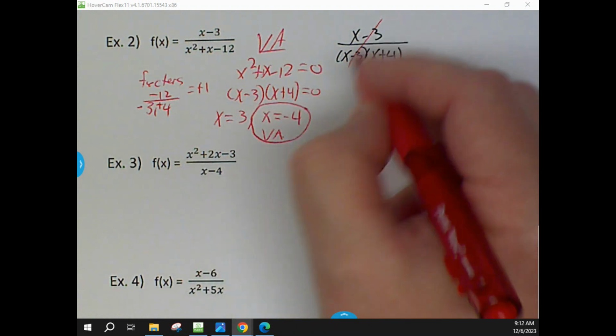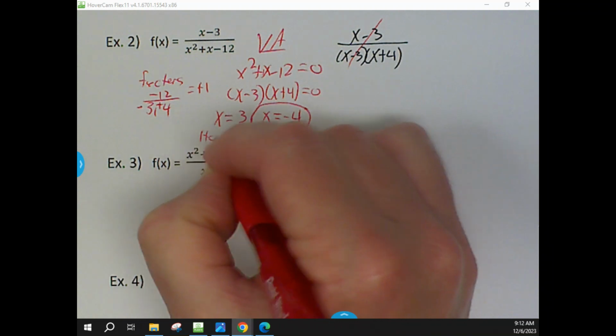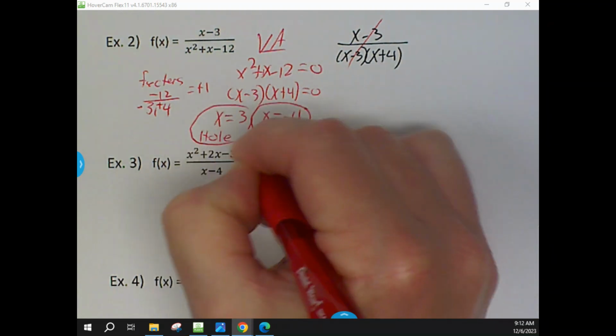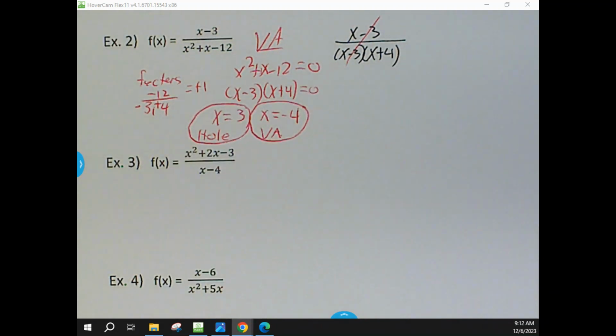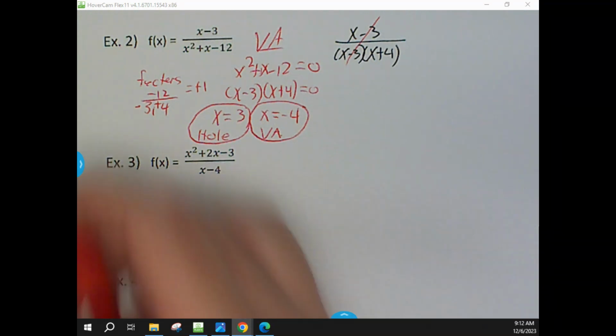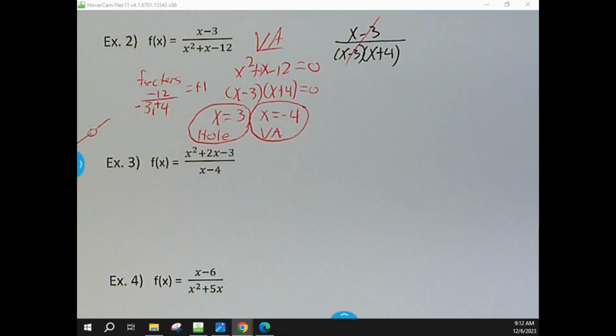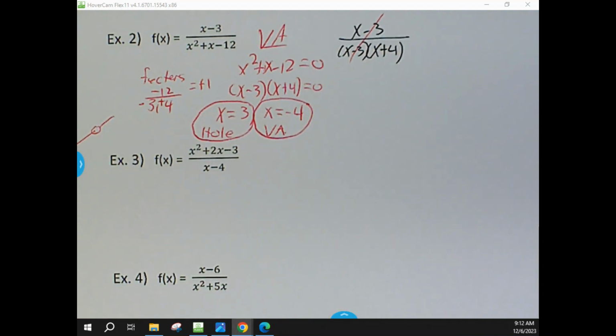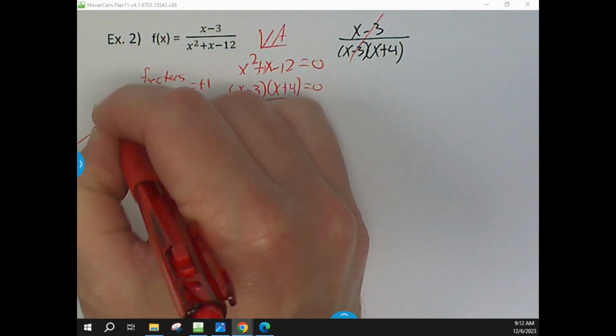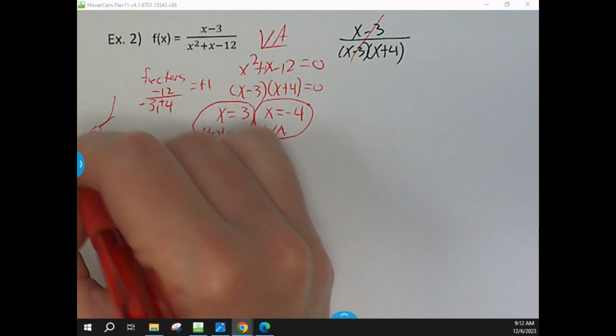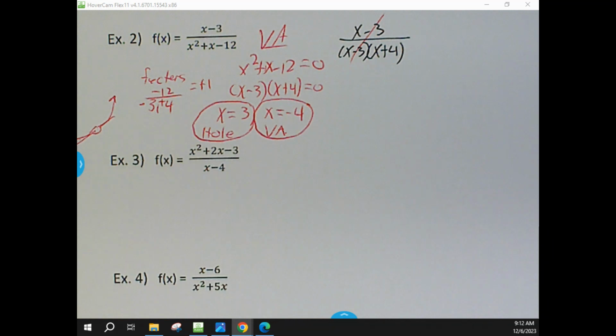And because we could cancel this out, x equals 3 winds up being a hole. You literally have a hole in the graph. When we graph some of these, you may see a line going through, then a hole, and then the graph carries on like that. Or it may be a graph where it's more like this. But again, you may actually have just a hole in the graph as you're going through this thing.